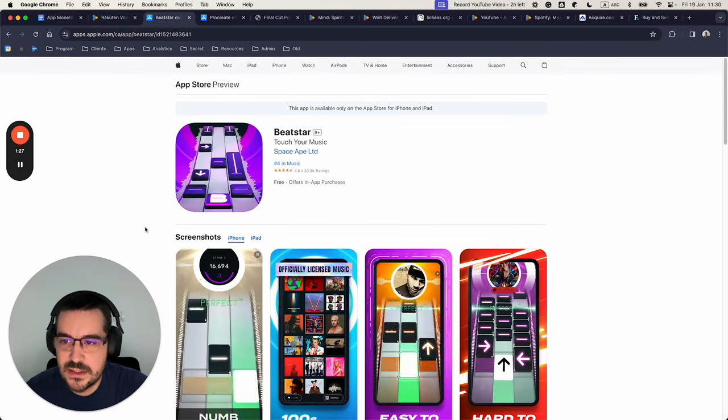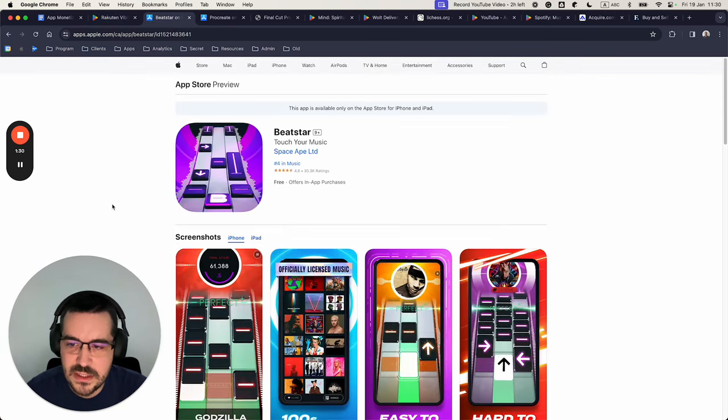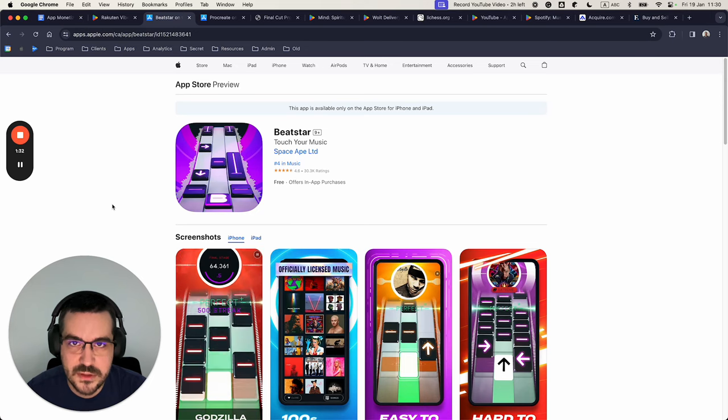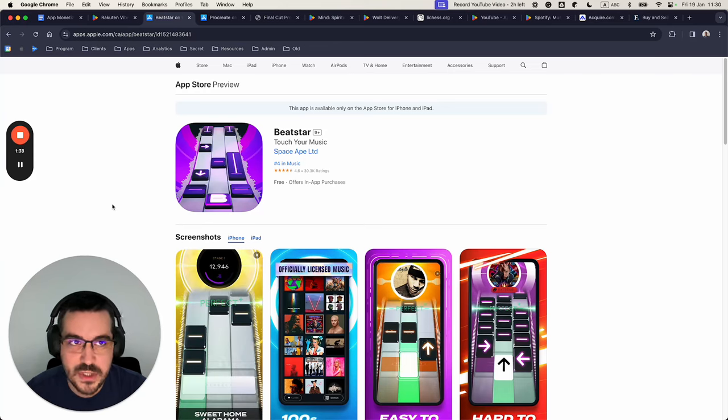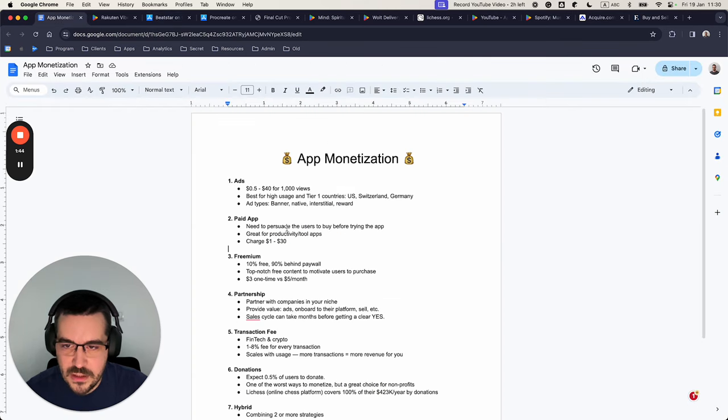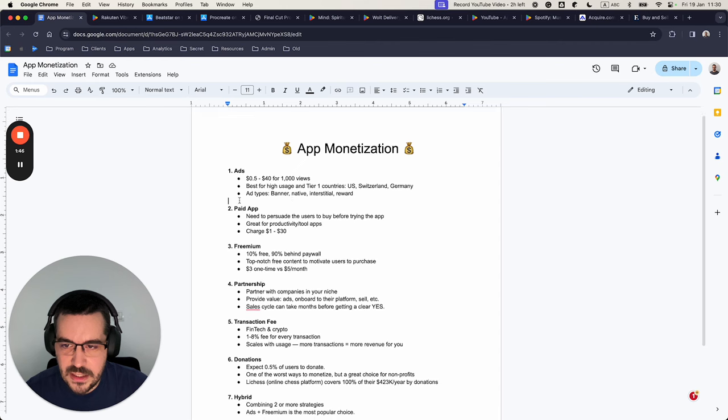Another example is a game called BeatStar. You play a game and after you finish one song, they show you an interstitial ad. And you also have rewarded ads that you can watch to earn some stuff inside. So that's ads. Then paid app.